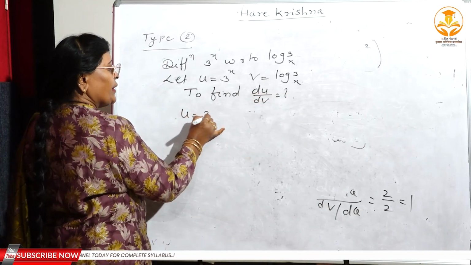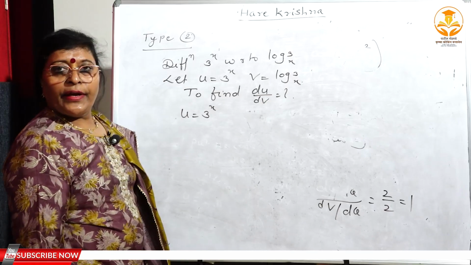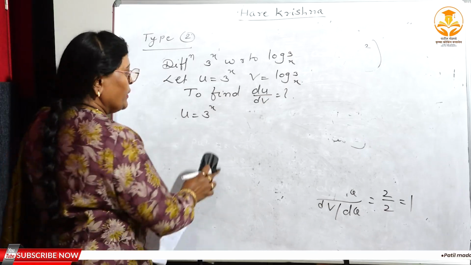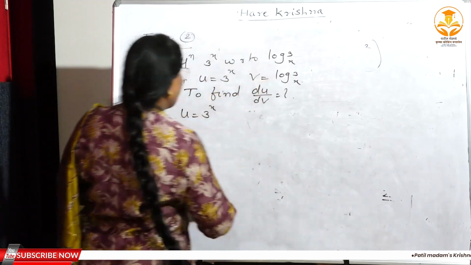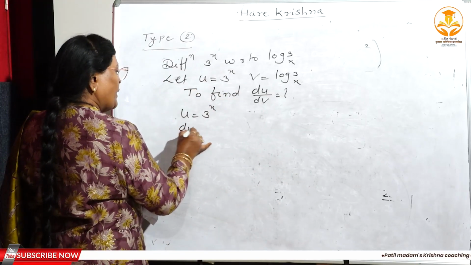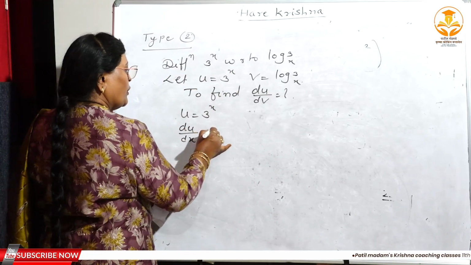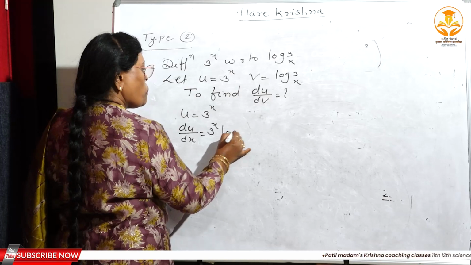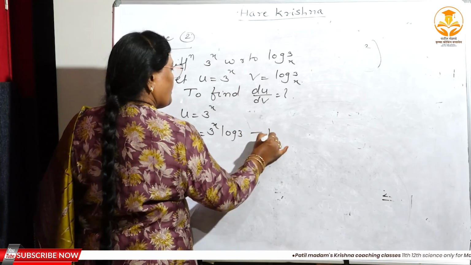Again u is equal to 3 raised to x. What is the derivative of a raised to x? a raised to x log a. Therefore what is the derivative of 3 raised to x? du divided by dx is equal to 3 raised to x log 3. Right? Again this is number 1.